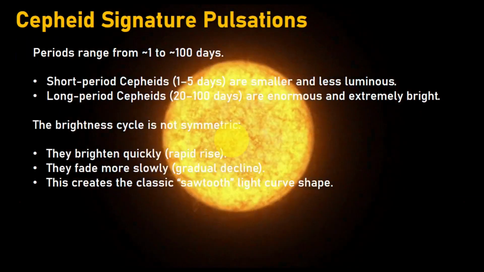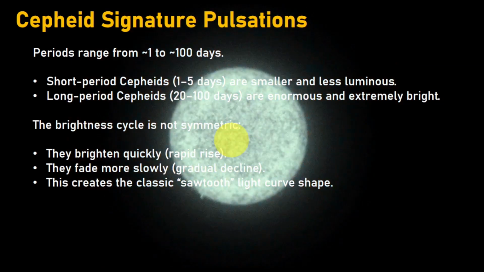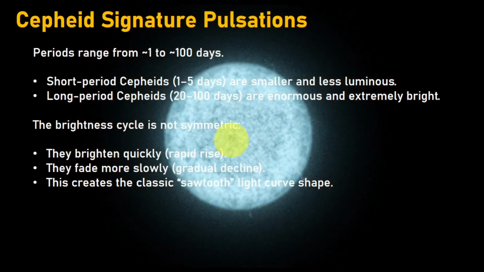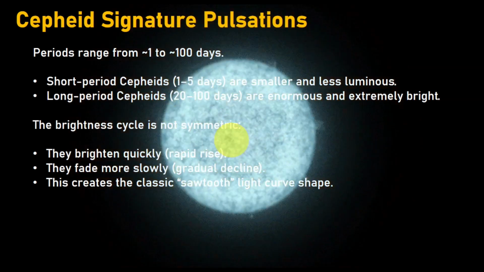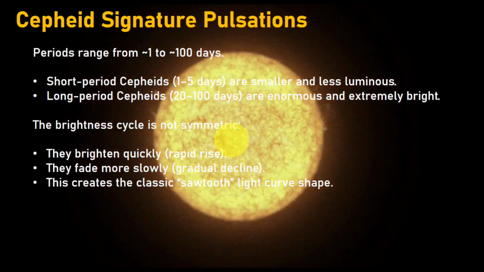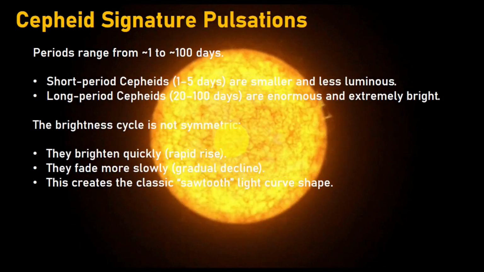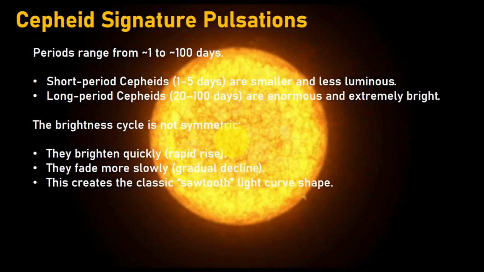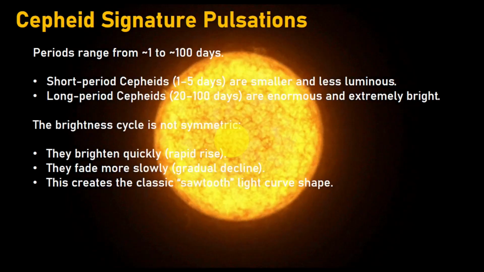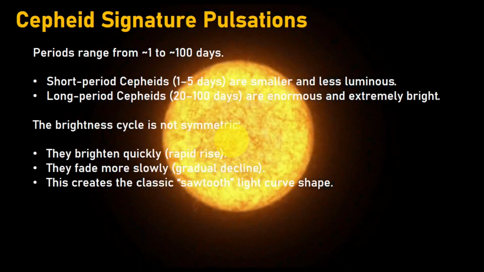Now Cepheids are known by their signature pulsations. Their pulsation period is between 1 to 100 days, and that can be divided into two. We have the short period Cepheids, which pulsate within 1 to 5 days. These kinds of Cepheids are smaller and less luminous. Then we have the long period Cepheids. They pulsate between 20 to 100 days, and these are pretty enormous stars, and they are extremely bright stars.